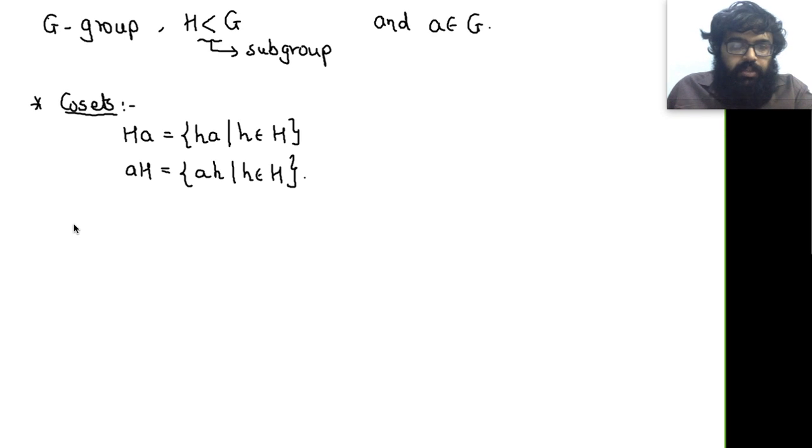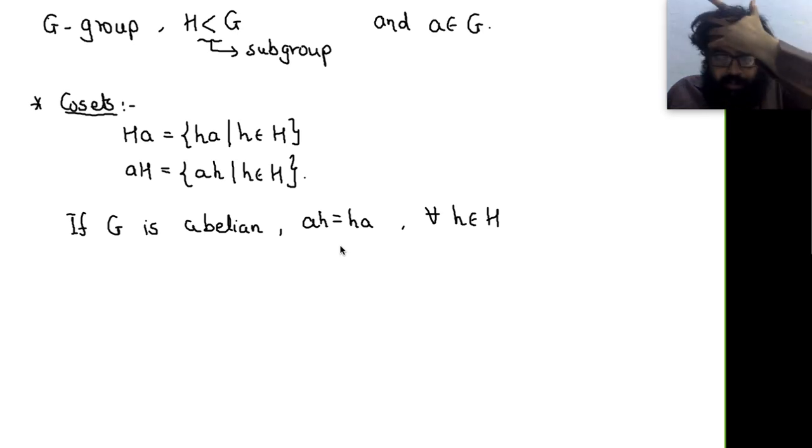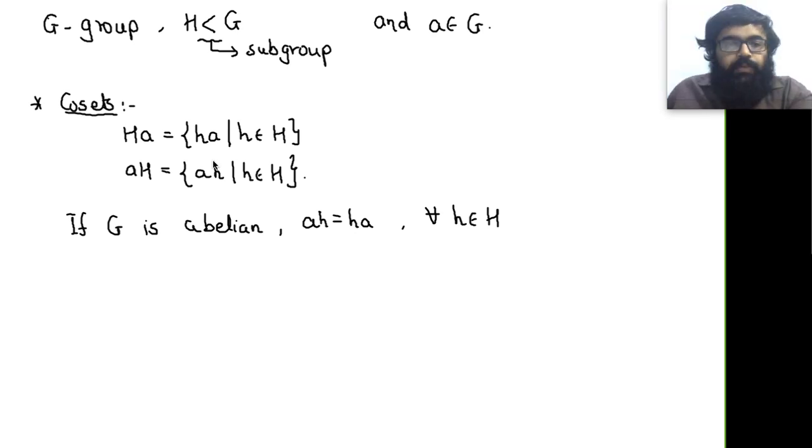Why? Because if G is abelian, ah equals ha for all h in H. In fact, every two elements commute if the group is abelian. As a result, you take any fixed A, and for all h in H, we have ah equals ha, and therefore any right coset is also a left coset, and vice versa.